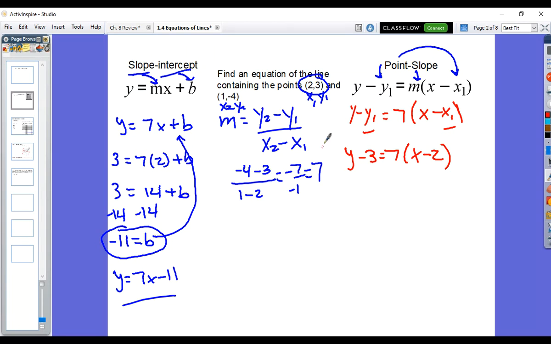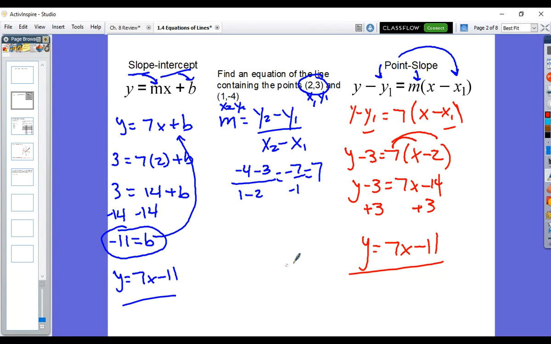Let's turn this into slope-intercept form. We'll distribute the 7 through, so we get y minus 3 equals 7x minus 14. Then we'll add 3 to both sides, and we end up with the equation y equals 7x minus 11. Look at that, they happen to be the same. So regardless of which form you use, it works.